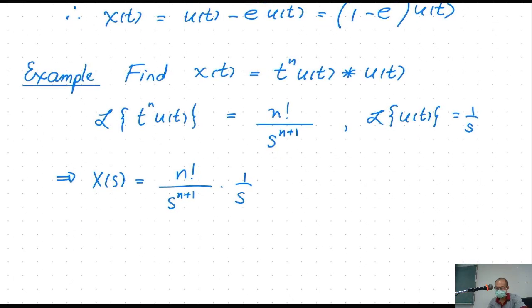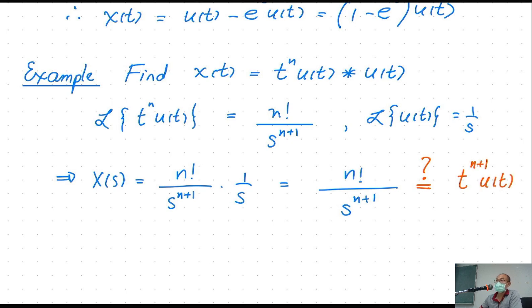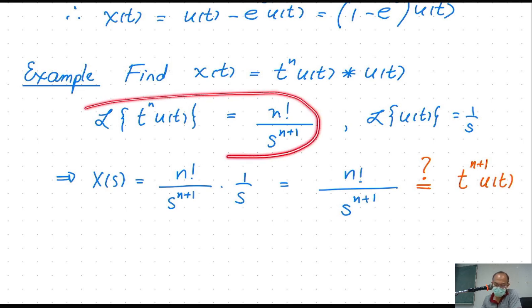Yeah, all right. So if we multiply them, it would be n factorial divided by s to the n plus 2, right? So my question to you is: is this equal to t to the n plus one u(t)? Is it equal to t to the n? Are they equal? After all, we know that these two are equal.